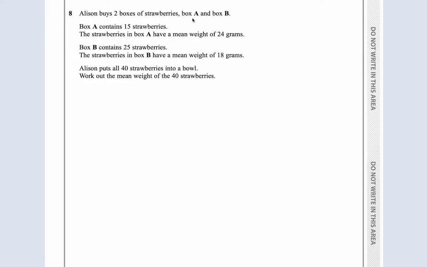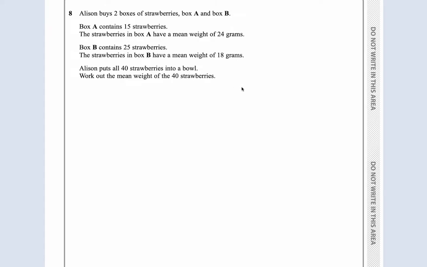Next question, question eight. Allison buys two boxes of strawberries, box A and box B. 15 strawberries in box A, and the mean is 24. 25 strawberries in box B, and the mean is 18. She puts all 40 strawberries into a bowl. Work out the mean weight of the 40 strawberries.